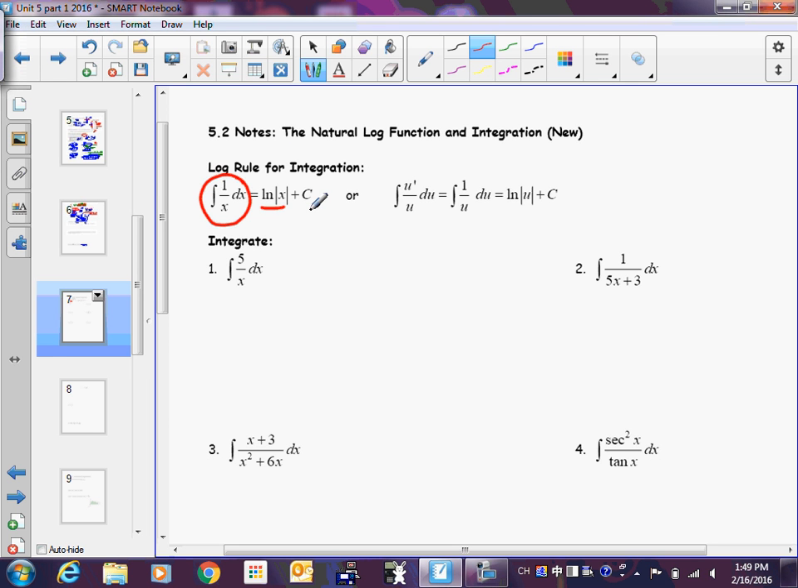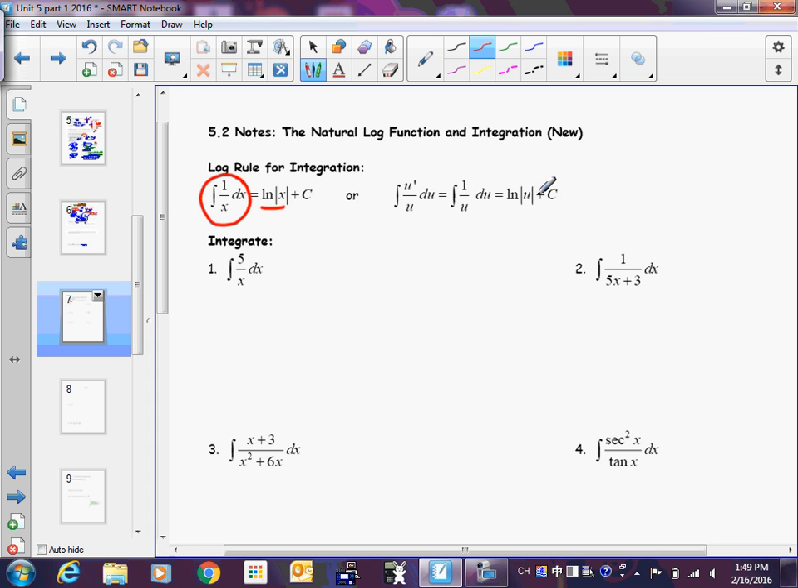The absolute value bars, what are those for? Why is it important that we take natural log of something that's positive? Yeah, the domain of natural log is only positive numbers. You cannot take natural log or any other log of negative numbers or even 0. So I'm going to explore this whole idea of when to write the absolute value bars and why sometimes you see them and sometimes you don't. But I'm going to do this in the context of problems.